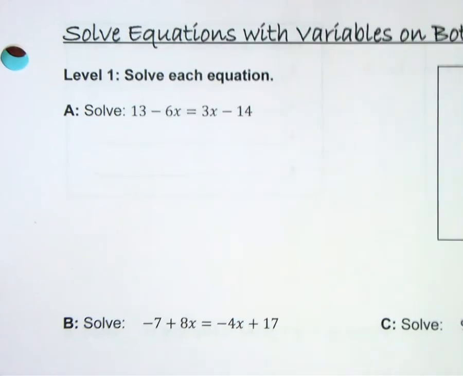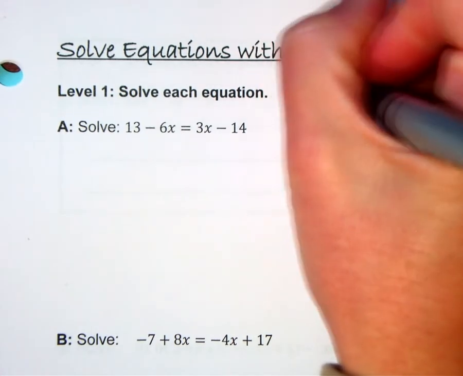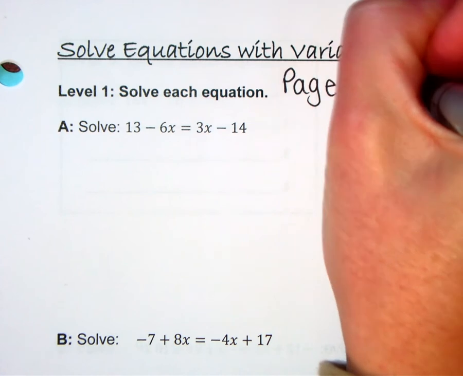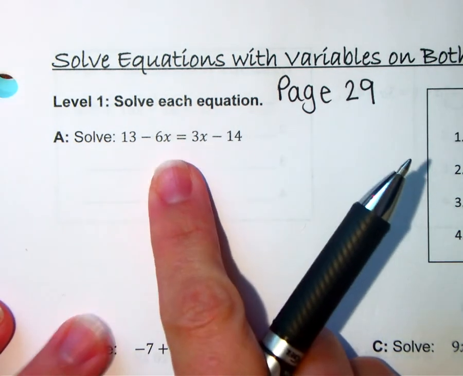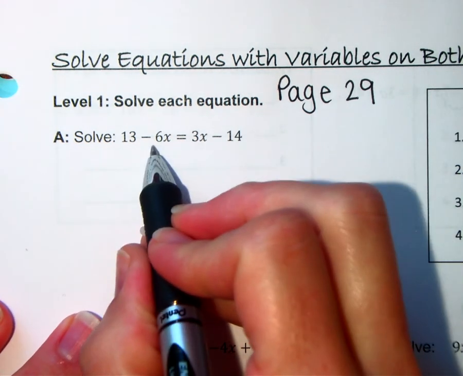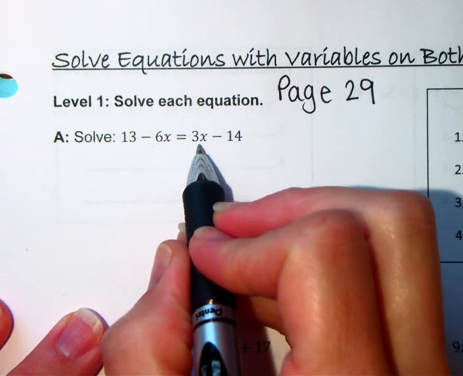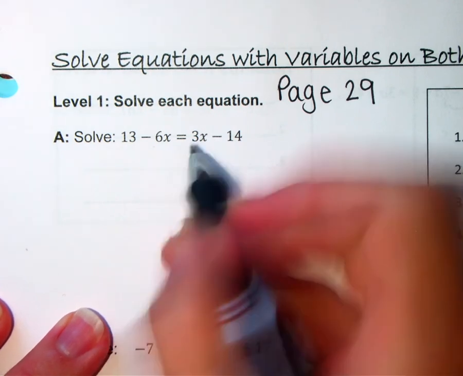All right, so this is page 29. We're still in our blue packet. We kind of crammed everything together for this unit. So page 29, first problem. Let's just take a second to look and see. We've got an X on this side. We've got an X on that side. An X on both sides of the equal.